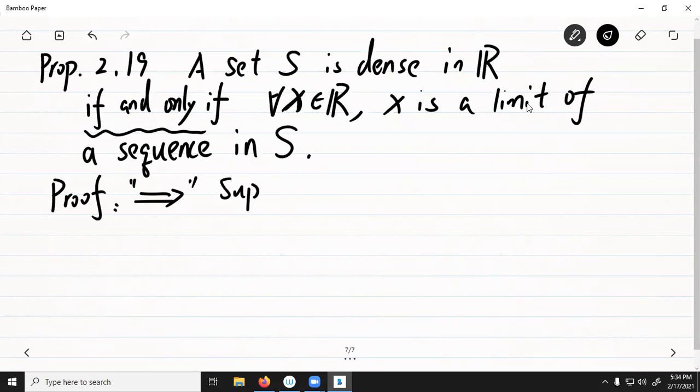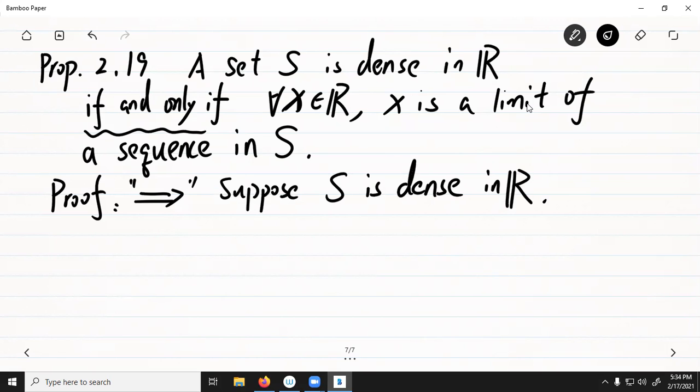So suppose S is dense in R. This is the given, this is the condition we have. Now let's pick an arbitrary X. We let X be any real number. Now we want to use this density. S is dense in R.